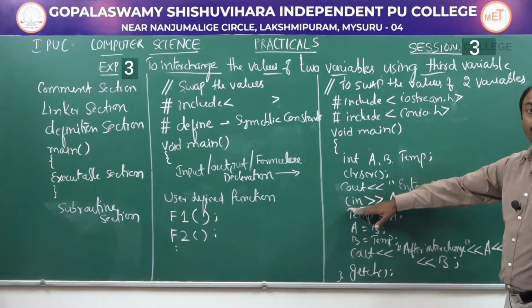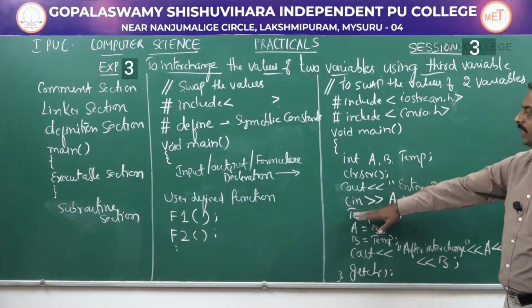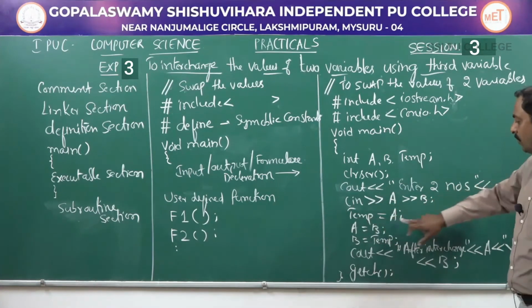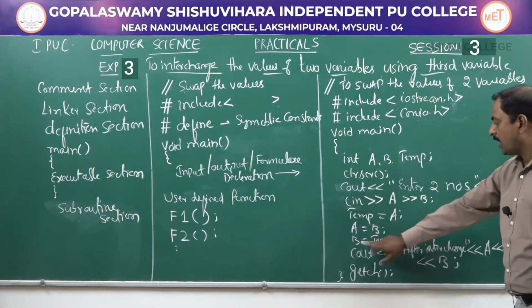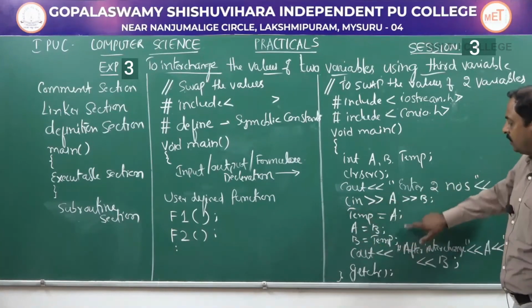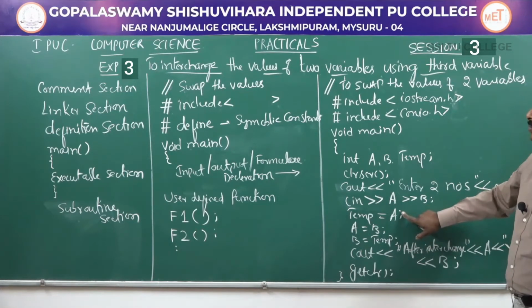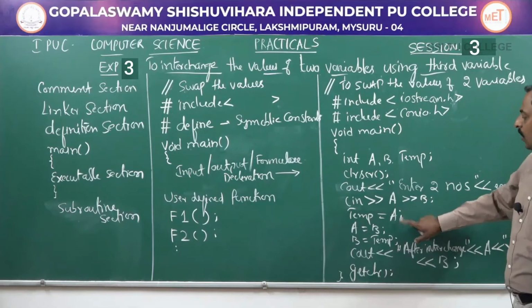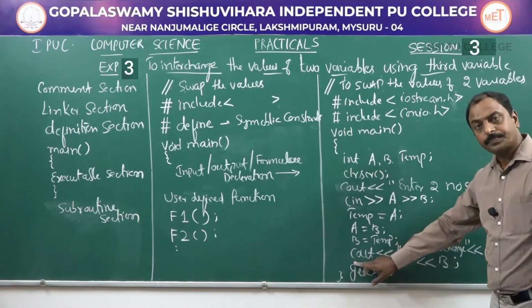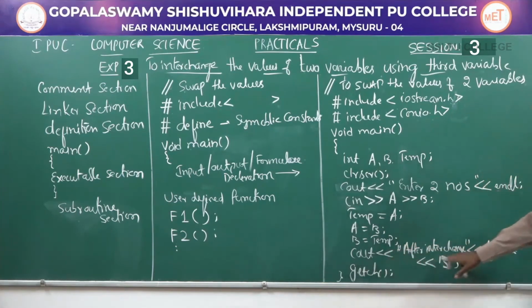Then the next one is to apply the formula. I have already explained the logic to you. We are using the variable temp equal to a, a equal to b, and b equal to temp. This is the logic. With the help of these 3 statements, the values have been interchanged. After this we make use of an output statement to print the values of a and b after interchange, and the value of a will be displayed.